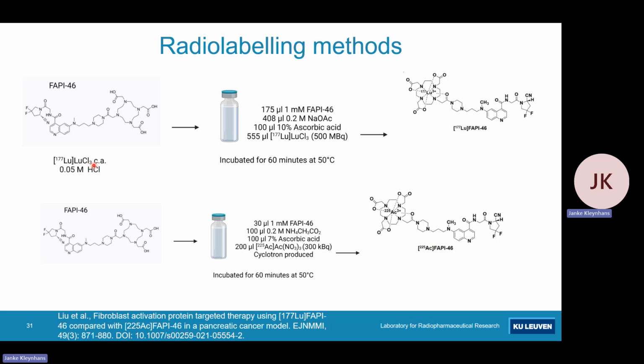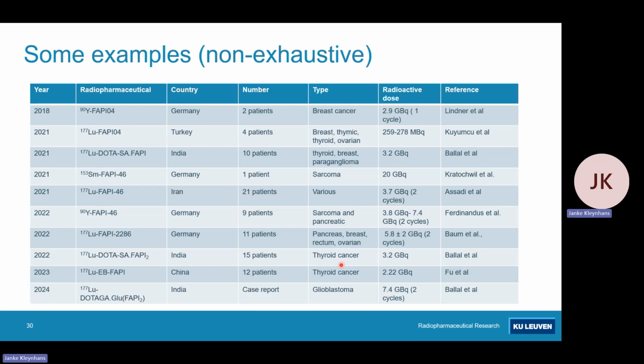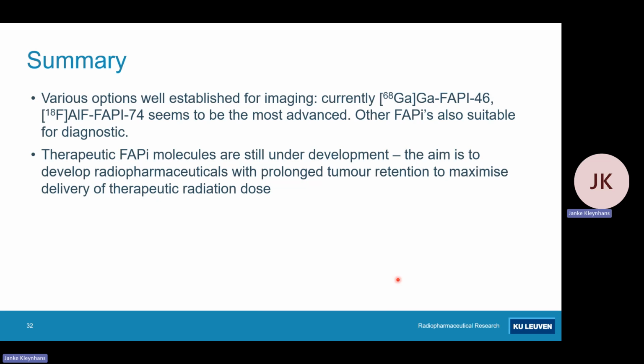Here I have a picture just about how easy it is to label. So, of course, please keep in mind, it's really easy. You can take your FAPi04 and label it with lutetium or actinium. That is not the problem. The problem is what patients to select, what FAPi to take, what radionuclide to take, and what dosage to take. So all of this is still under research, and it's by far not ready for clinical application on a widespread use yet. Should you want to endeavor into therapy, know that you are delving into the research realm.